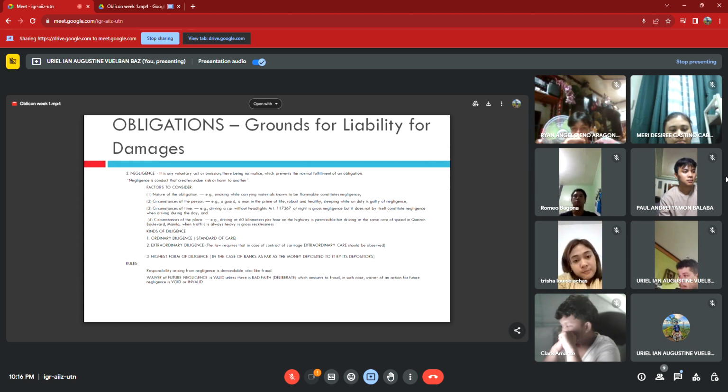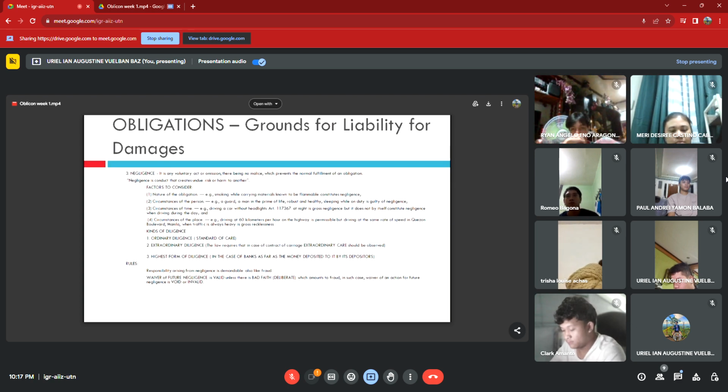Circumstances of time: driving a car without headlights at night constitutes gross negligence compared to driving during the day without headlights, because he's not required to do that. He can clearly see the road during the day. Circumstances of the place: driving 60 kilometers per hour on Marcos Highway, a highway going to the airport, is permissible as long as it is within the speed limit. But if you're going to drive 60 kilometers per hour in Kugon, when there is heavy traffic, that constitutes gross negligence.